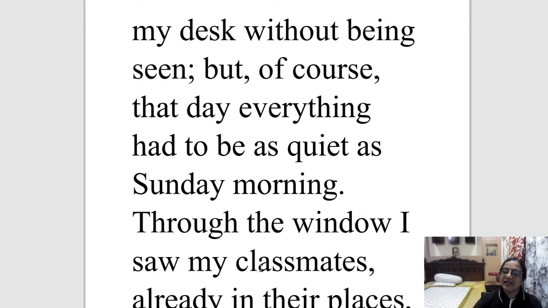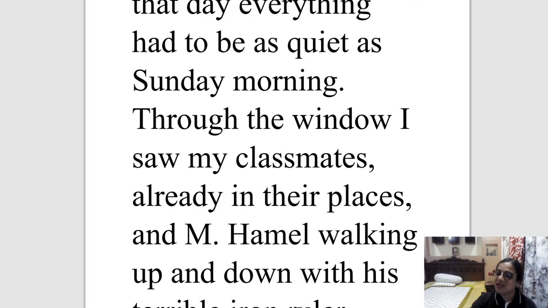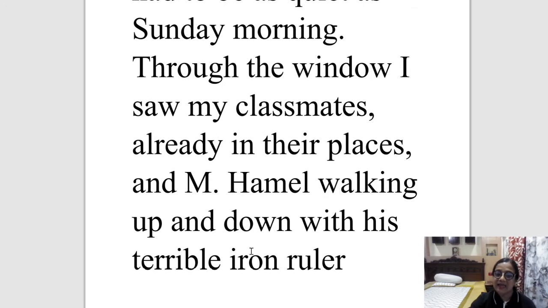Okay. So that day the school was looking like a Sunday morning. What happens in a school on Sunday morning? Everything remains very quiet. There is nobody there in the school. So it seemed like that only. Through the window, I saw my classmates already in their places. So what did Franz see? Through the window, all the classmates were already sitting in the class quietly, and M. Hamel walking up and down with his terrible iron ruler.